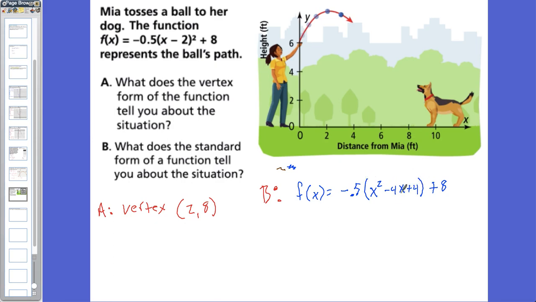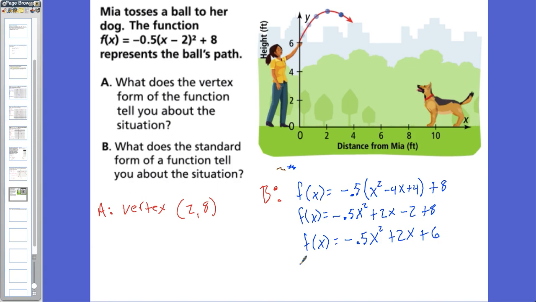Now I need to distribute. So f of x equals negative 0.5 x squared. Negative 0.5 times negative 4 would be plus 2x. And then negative 0.5 times a positive 4 would be minus 2. And then I still have this plus 8 on the end that I need to finish in my last step here. So f of x equals negative 0.5 x squared plus 2x plus 6.